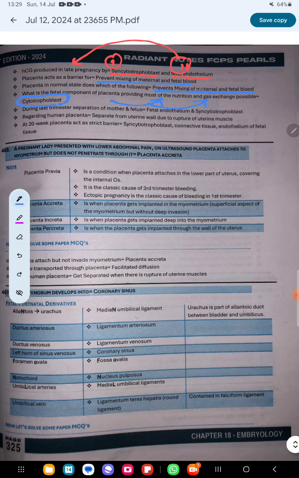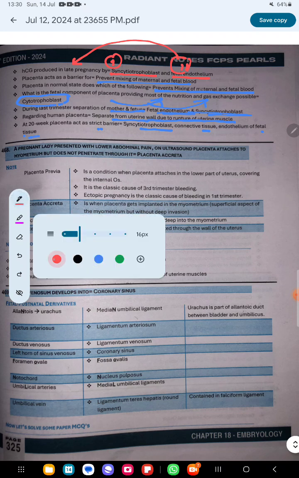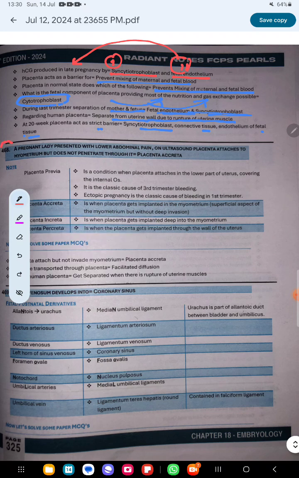developing fetus. The next is during last trimester, separation of mother and fetus. How does it help the fetal endothelium and the syncytiotrophoblast? Clear? Regarding human placenta, it separates from the uterine wall due to rupture of uterine muscles. Clear? At 20 weeks, placenta acts as a strict barrier: syncytiotrophoblast, connective tissues, endothelium of the fetal tissue. Clear? Now we will see the next point, which is 468.